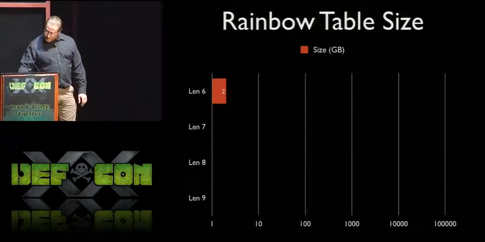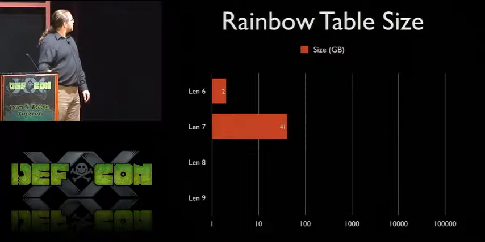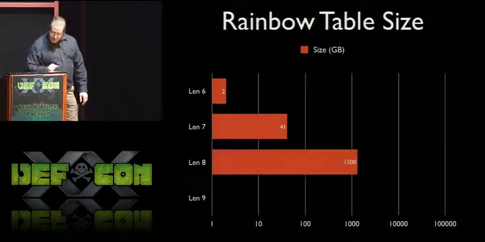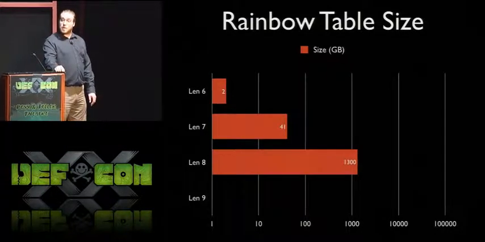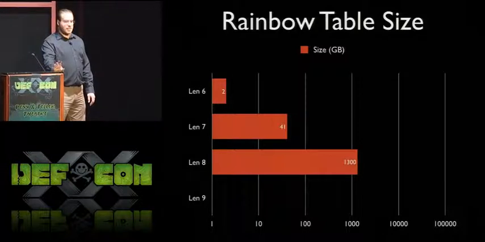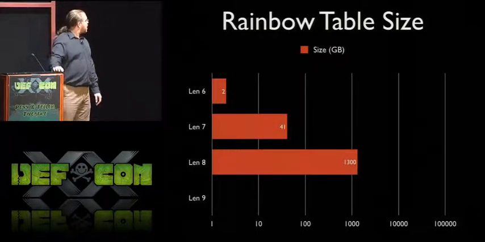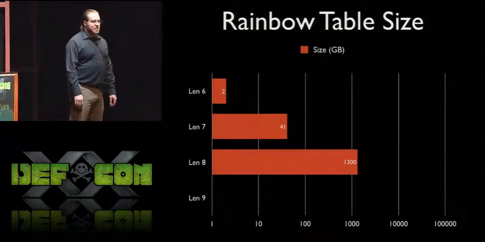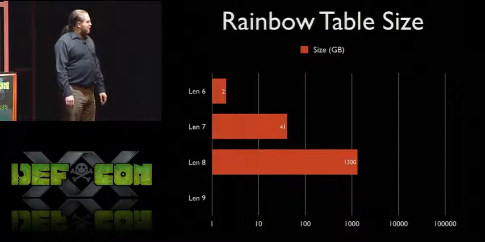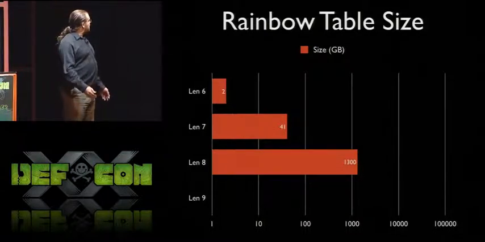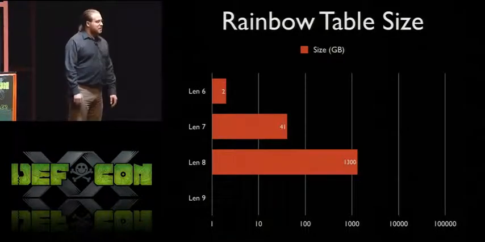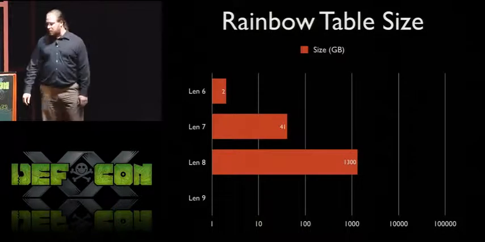Length 7 tables become a little bit more useful, but they're about 41 gig, which is not too bad. Length 8 tables, which are, by the way, out there for both MD5 and NTLM, and I'm working on the SHA-1 tables, are about 1.5 terabytes. This starts to be kind of difficult to transmit over the internet. So what about length 9? Length 8 has been kind of where things have stagnated because we just can't ship them around.